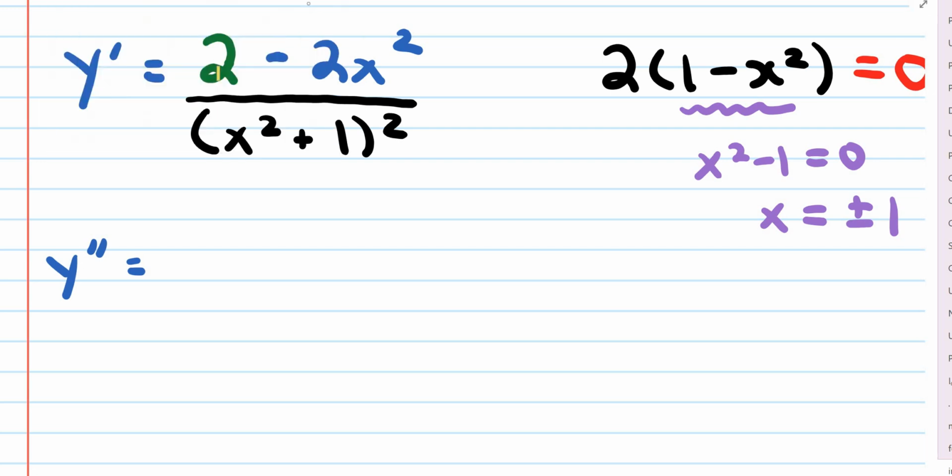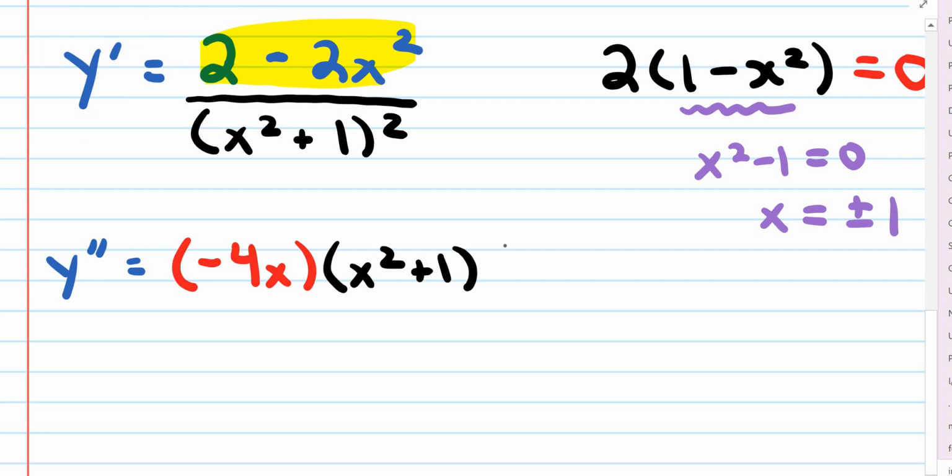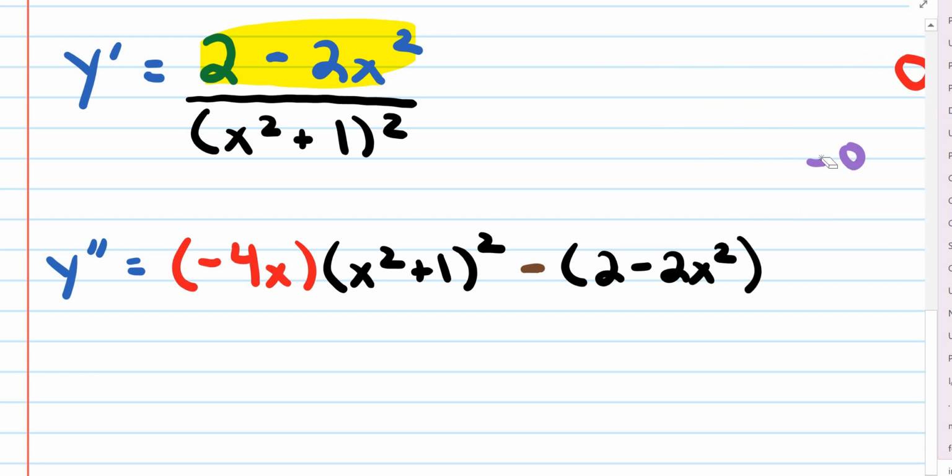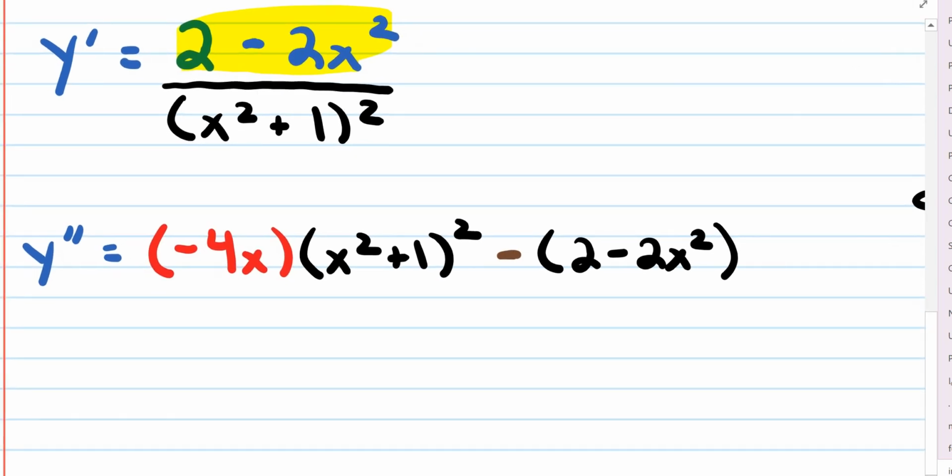Okay, so the quotient rule states that we need to take the derivative of the numerator there. So the derivative of the numerator is going to be bracket negative 4x. And then I multiply it by the denominator, which is x squared plus 1 all to the power 2. And then the quotient rule states that there's a minus sign, and then I'm going to multiply by the numerator, which is 2 minus 2x squared. And then I multiply by the derivative of the denominator here.